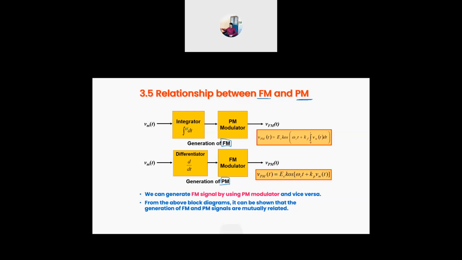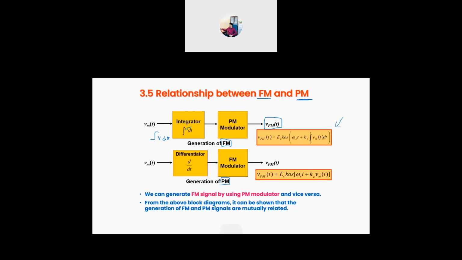Then we go through a PM modulator, the phase modulator. Then we have a frequency modulated signal, which is V FM equals Ec cos(omega c t plus Kf integral of Vm(t) dt). This is the one from the previous slide just now.